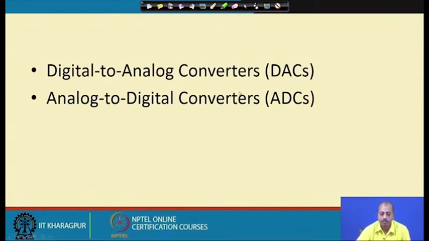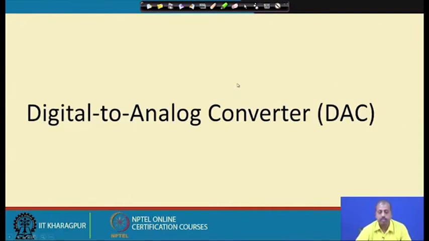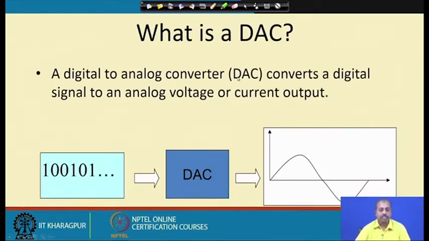There are two distinct types of converter. We will first look into the digital to analog converter, which will convert the digital signal to the analog output. So what is a DAC? A digital to analog converter converts a digital signal to an analog voltage or current output. Voltage and current do not cause much of a problem, because if we get a current output, we can pass it through a resistance and then measure the corresponding voltage.